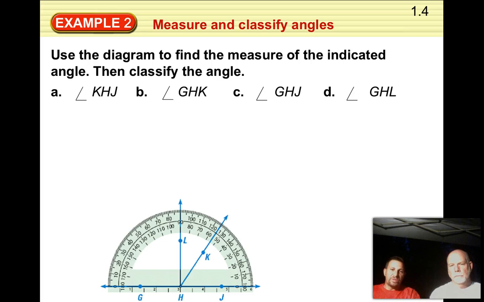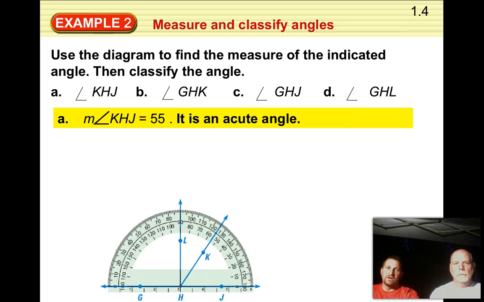Just be careful there, guys, that you use your fingers or something to help you recognize whether it's acute, obtuse, right, or straight. So estimate it in the first place. That'll really give you some important insights. And so it's an acute angle. Then we look at GHK.